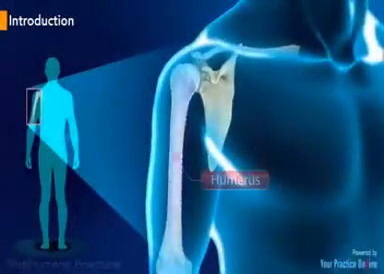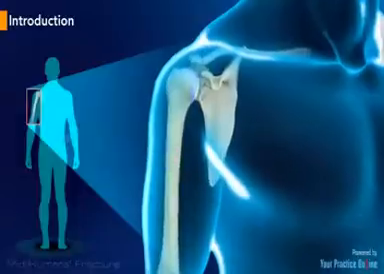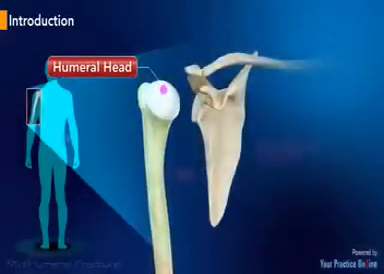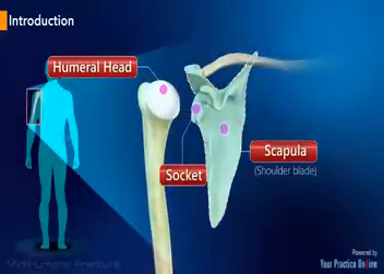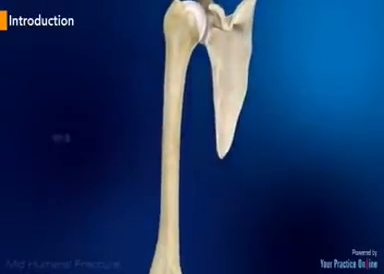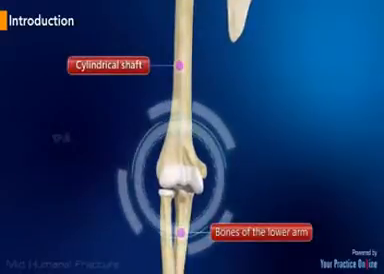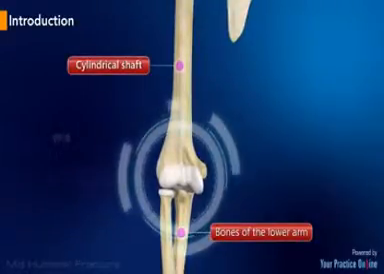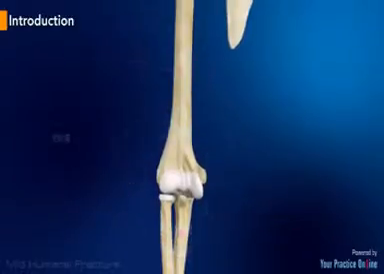The upper arm is made up of the humerus bone. The head of the humerus fits into a shallow socket in your scapula, shoulder blade, to form the shoulder joint. The humerus narrows down into a cylindrical shaft and joins at its base with the bones of the lower arm to form the elbow joint.